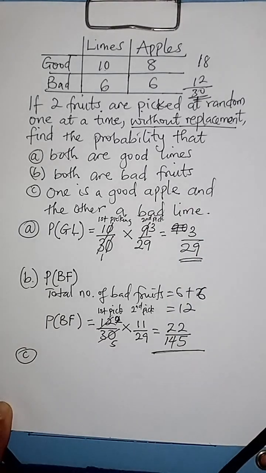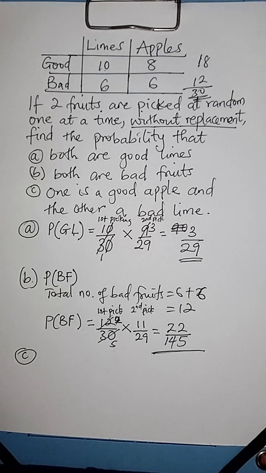So let's go to the C part of the question. One is a good apple and the other a bad lime. Very interesting question, right? Now, in this question C, we have to be very careful. The question did not tell us the order in which it was picked. It didn't tell us that the first one we pick must be a good apple and then the second picking must be a bad lime. It just simply says find the probability that one, without any particular order, is a good apple and the other a bad lime.